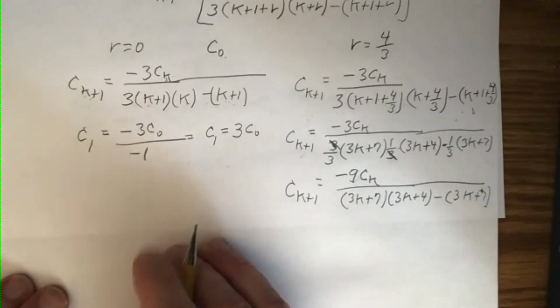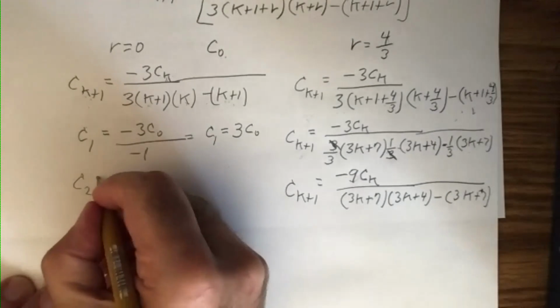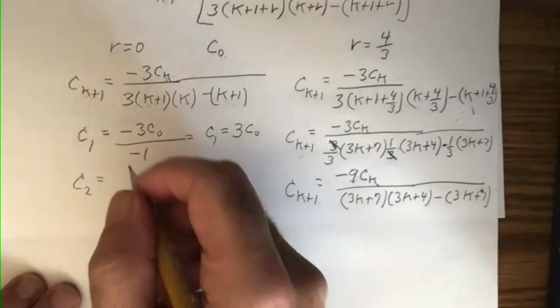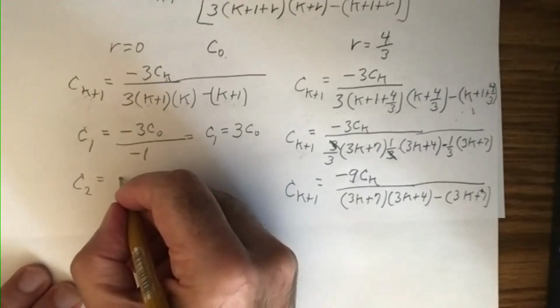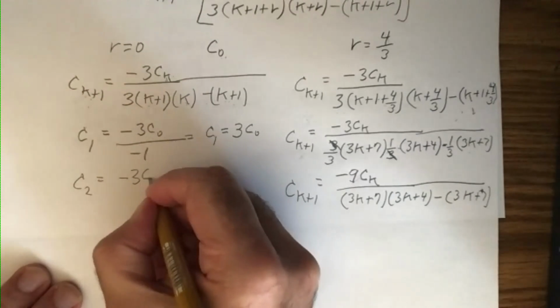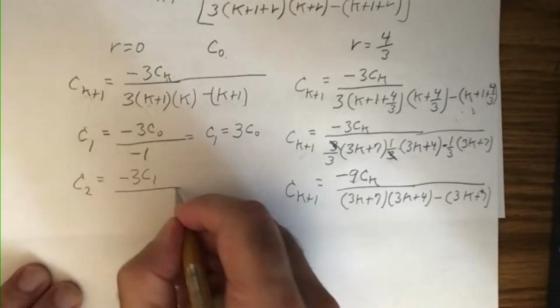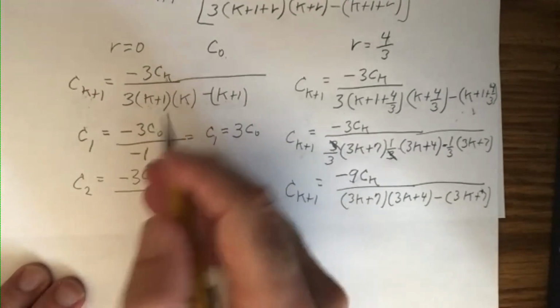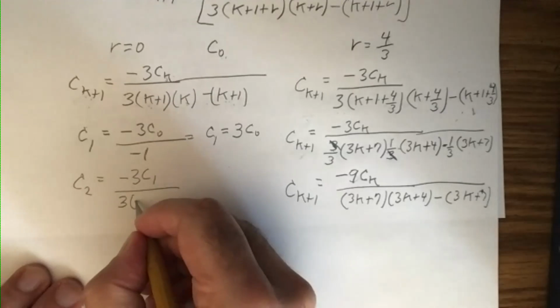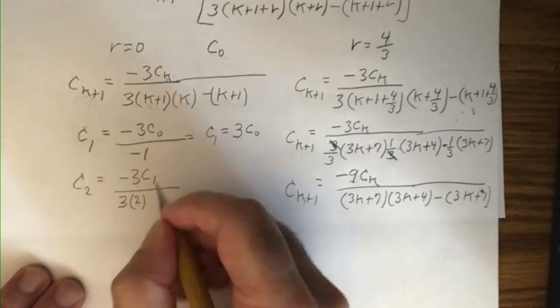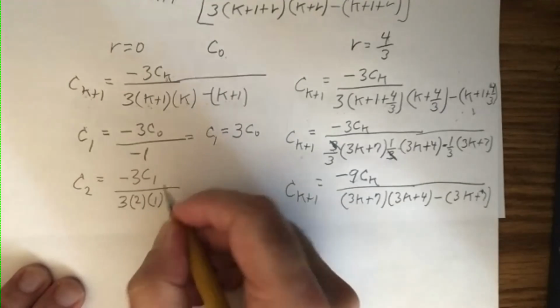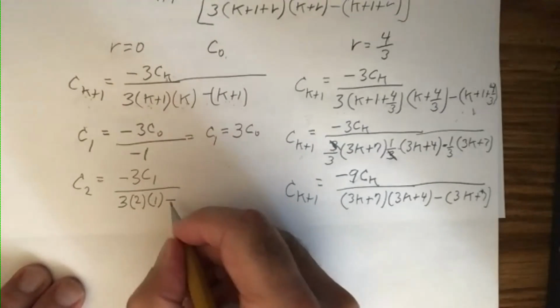And let's just do C2. C2, remember now, C2 is going to be equal to -3 times C1, right? And now I have to put 1 in here. So there's going to be 3 times 2, right? Times 1, right? I'm putting 1 in here, -2.